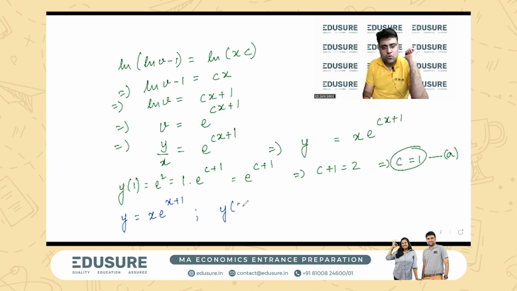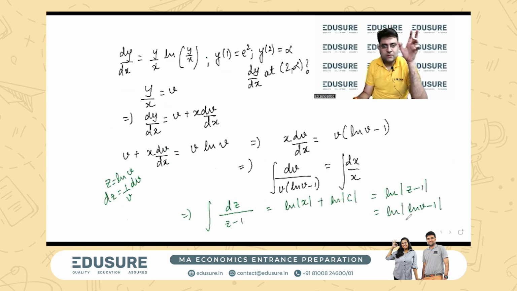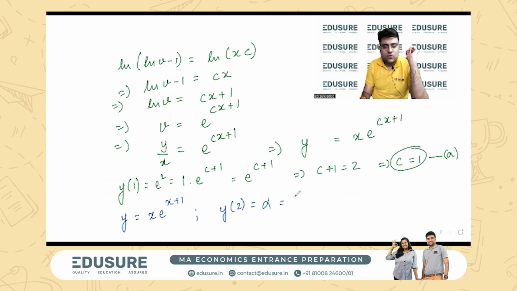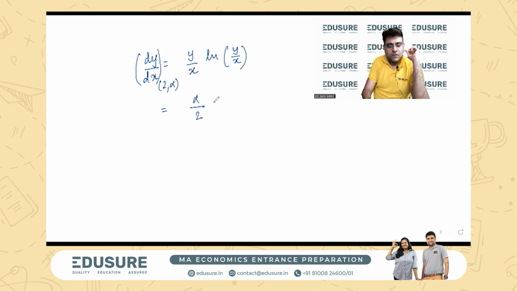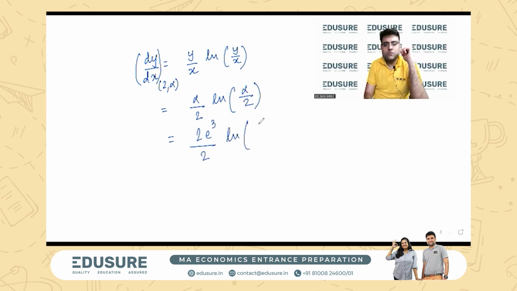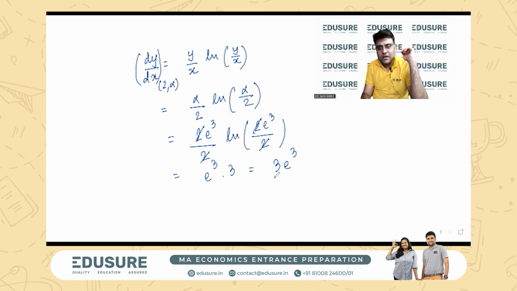now y(2) = alpha, given, right? So y(2) is basically 2 e^(2 + 1), which is 2e³. That's equal to alpha. Now dy/dx at (2, alpha) will be basically, alpha value I already know. So dy/dx at (2, alpha) is equal to 3e³.